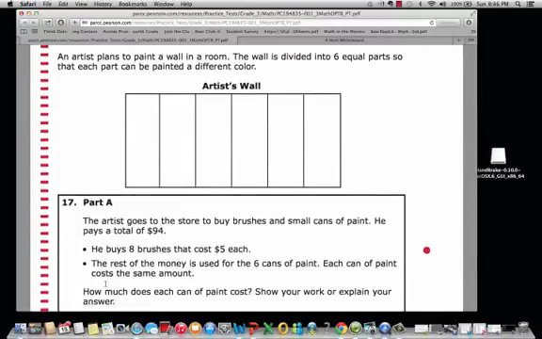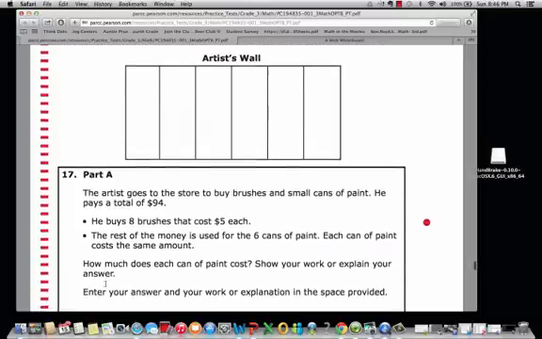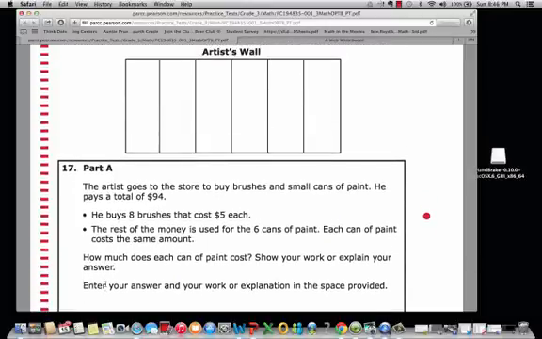An artist plans to paint a wall in a room. The wall is divided into 6 equal parts, and each part can be painted a different color. They buy brushes and paint for $94. Brushes cost $5 each. The rest of the money is used for 6 cans of paint. Each can of paint costs the same amount. How much does each can of paint cost?